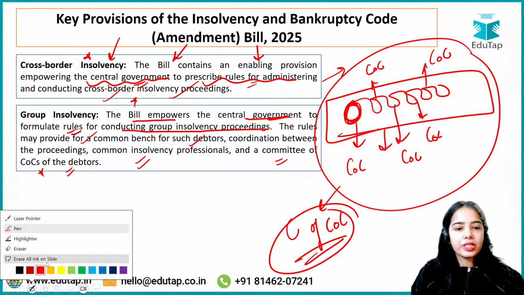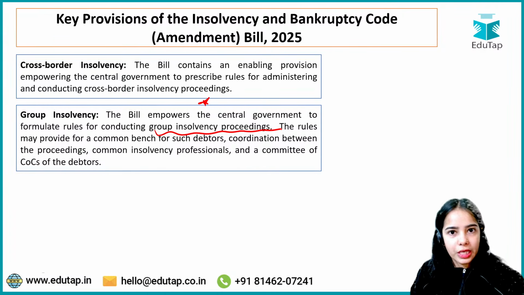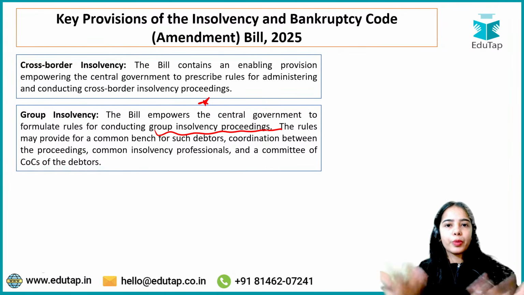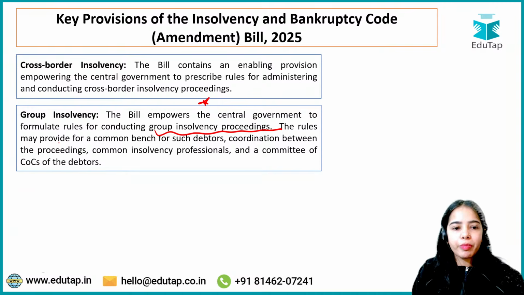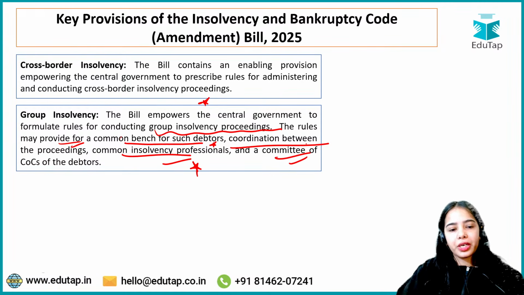So group insolvency: the bill empowers the central government to formulate rules for conducting group insolvency proceedings so that multiple proceedings can happen together. The rules may provide for a common bench for such debtors, coordination between the proceedings and common insolvency professionals, and a committee of creditors of the debtors.